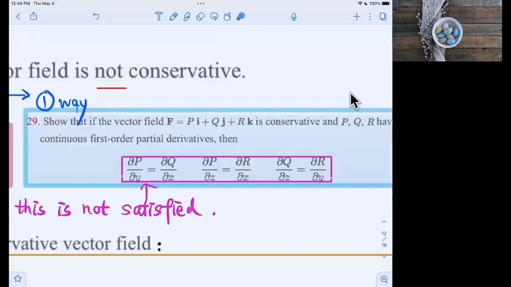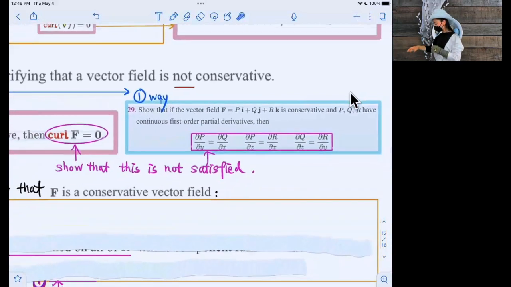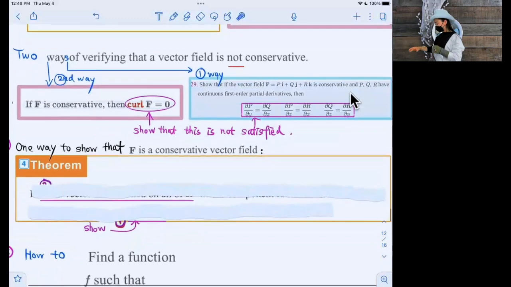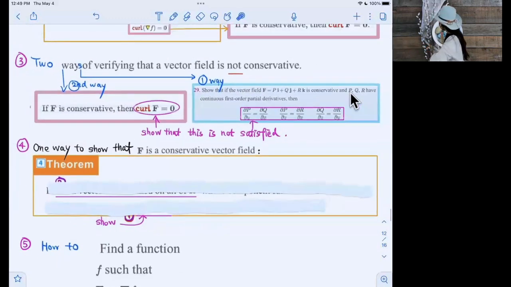Actually, this is a necessary condition. If it's conservative, all of this is satisfied. So if one of these is not satisfied, then it's not conservative. Good. So show that one of them is not satisfied. Okay, number 4. One way to show that the vector field is a conservative vector field. So this one here shows that it's not conservative, right? We just saw one of these is not satisfied. Now, what if we want to show that it's a conservative vector field? How do you do that?